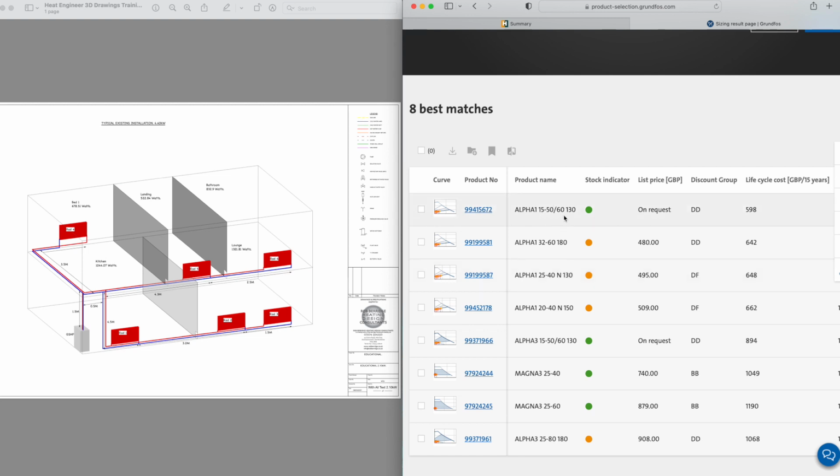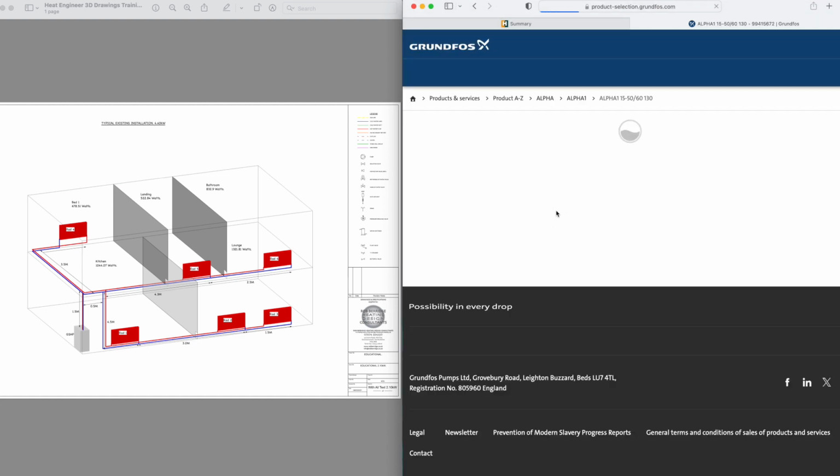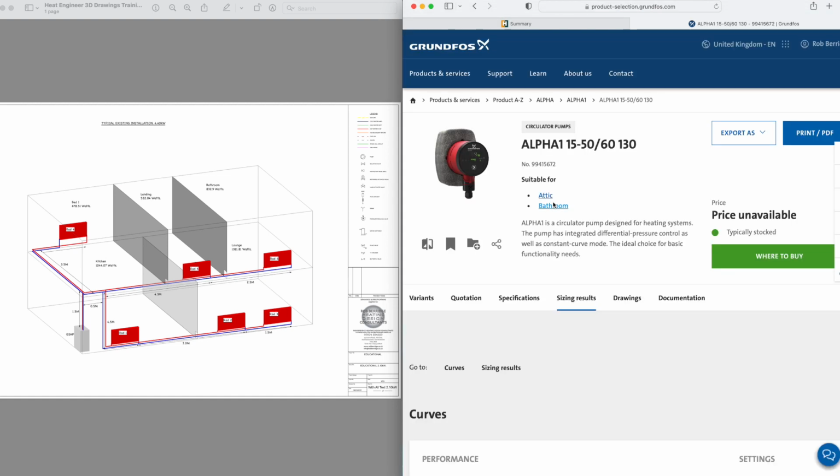I mean, the Alpha 1 is generally fairly well available, but I would check with your supplier and check with your manufacturer first of all to see what's going on. But if we just choose this one for now, we know that's going to be correct. We'll click on that product, which will now load up. My internet is being a little bit slow for some reason. And then you come up with this unit, which is there.